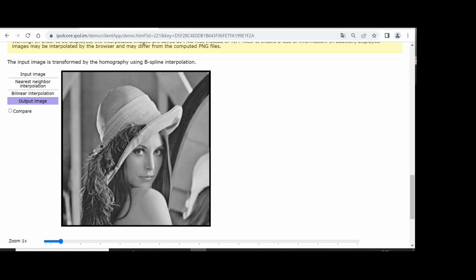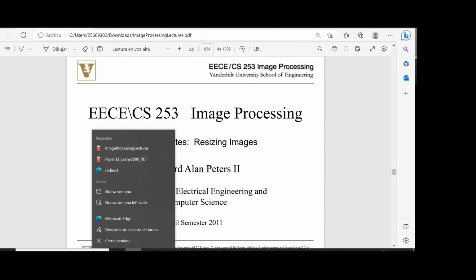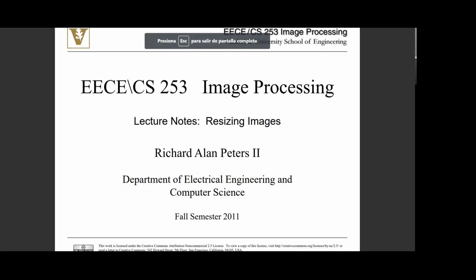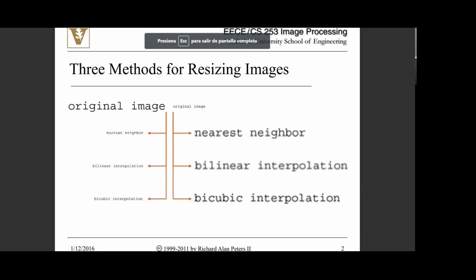Okay, so let's learn that. Here we have the same representation of this idea that you have an original image and then you change the size. In general, all these transformations are called geometric transformations. And then, depending on the way you interpolate, you have more or less quality.